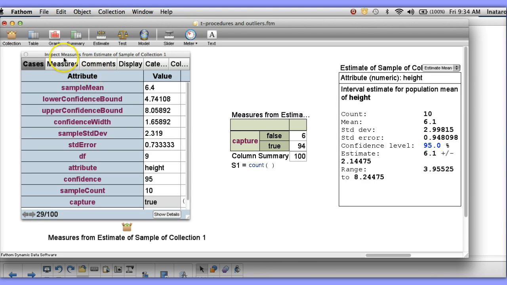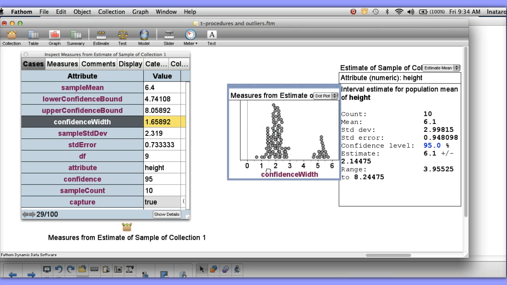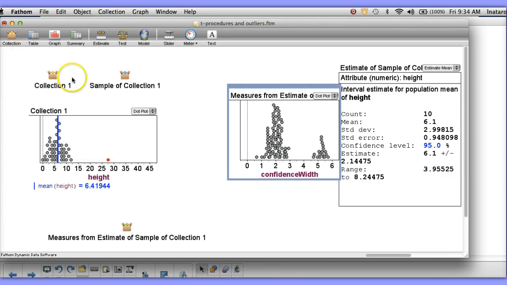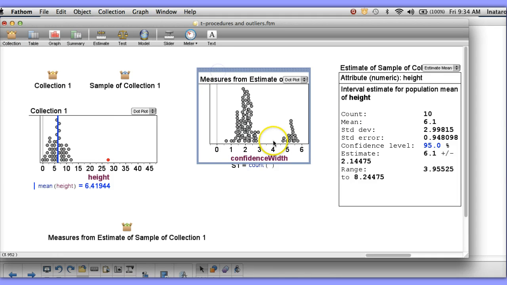Let's do a graph of the widths of the confidence intervals. Wow, that's kind of weird. Let's think about that a second. I wonder why we're getting this group right here. What would cause us to get this particular set of intervals to be this wide? Well, I'm guessing it has to do with the fact that we have this outlier here.